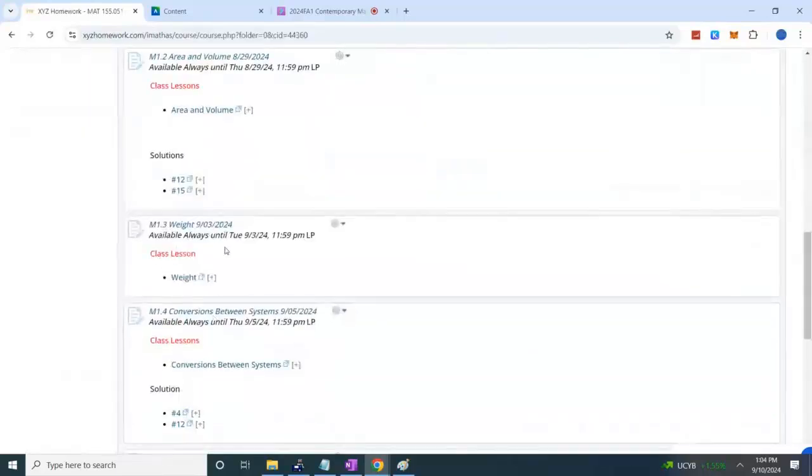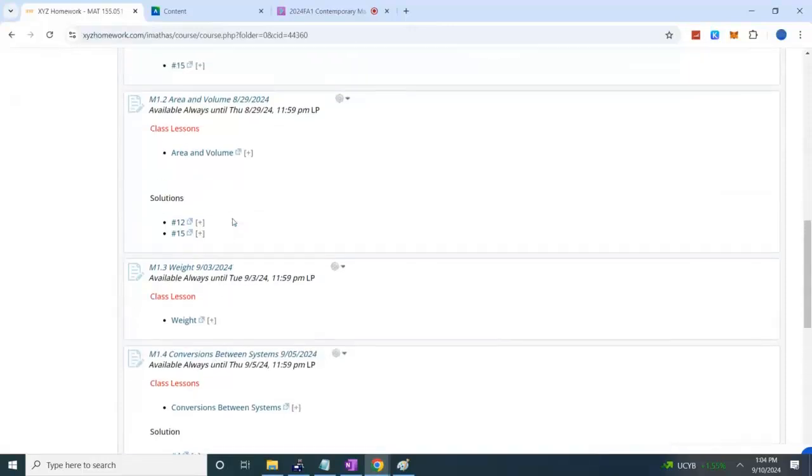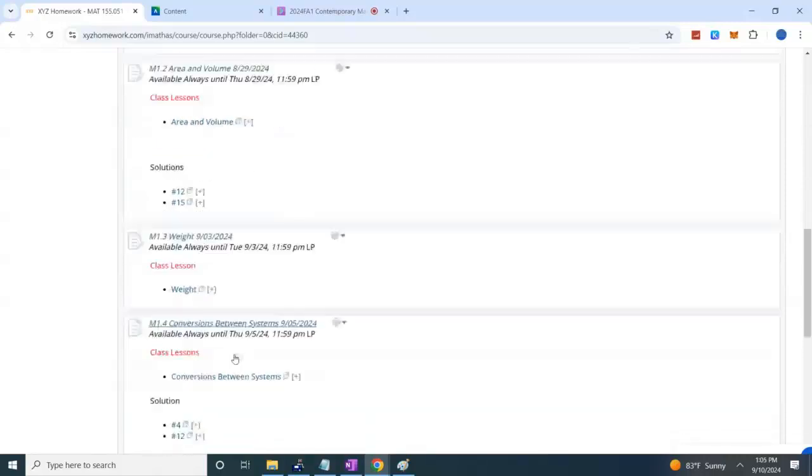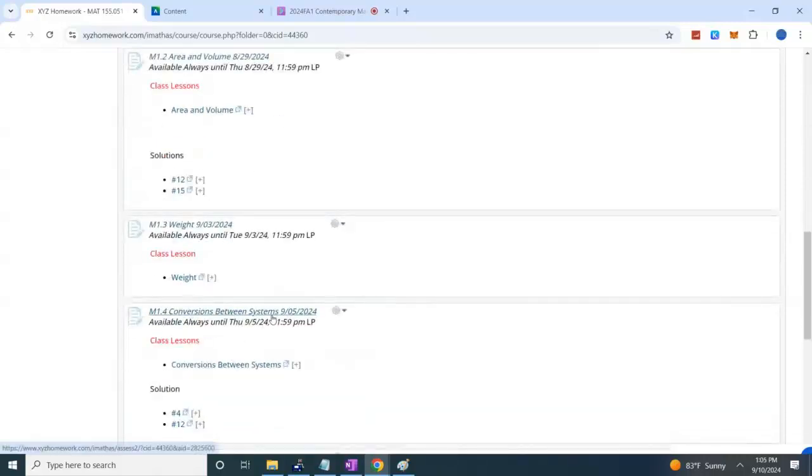We're going to talk about weight and conversions between systems. So in the last two sections, just like in the first two sections, we're using that unit fraction, or we're making a specialized form of 1. So when we perform the multiplication, we're not changing the value, but we're changing the units. So that's going to follow with weight and with conversions between systems.